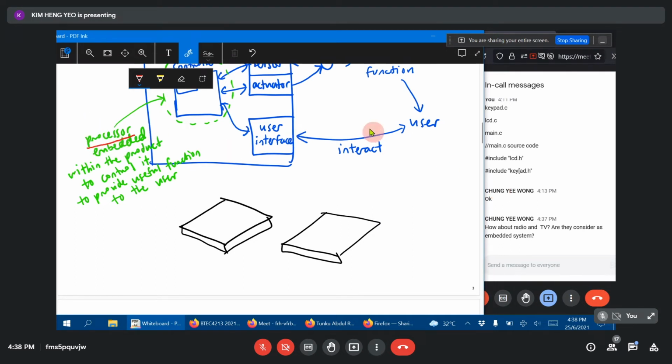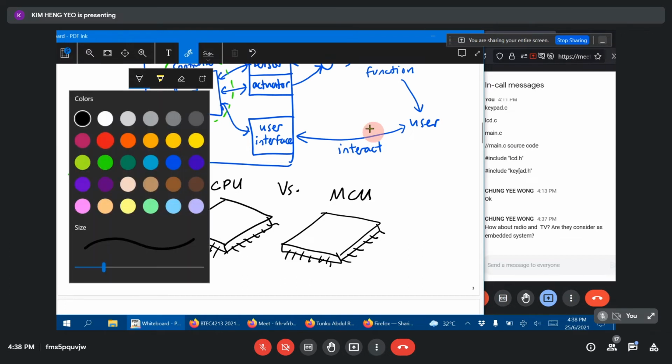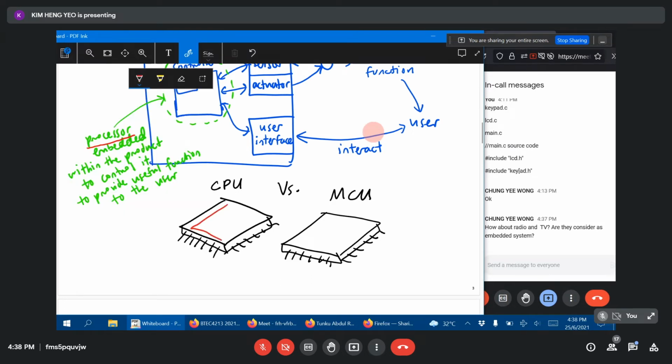So what is the difference between a microprocessor, CPU, and a microcontroller, MCU? What is the difference between these two guys? These two guys are integrated circuits. What is the difference? The difference is that in the CPU, the logic circuitry is entirely CPU, nothing else.